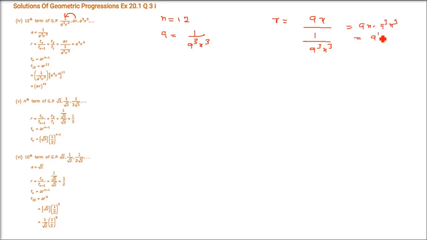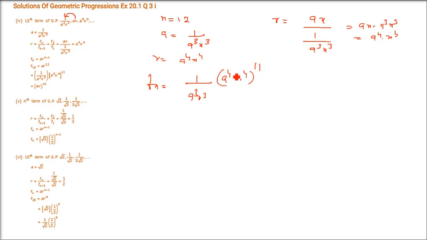Or a to the power 4 x to the power 4. Now R is a to the power 4 x to the power 4. Now let us use the formula: A R to the power n minus 1. A is given as 1 by a cube x cube. R we found out to be a to the power 4 x to the power 4. And the power becomes 12 minus 1, n minus 1, 11.